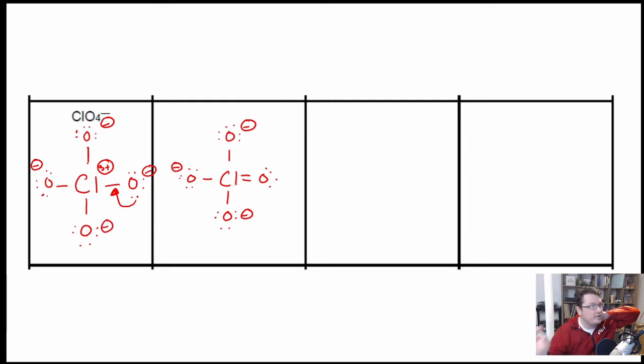So that's a full octet. But because it has 6, it starts off with 6, right? That is what neutral oxygen is, right? That has a formal charge of 0. It doesn't have a formal charge.